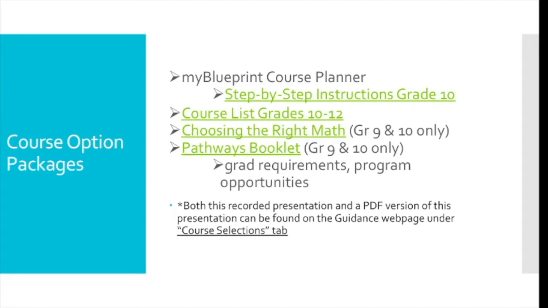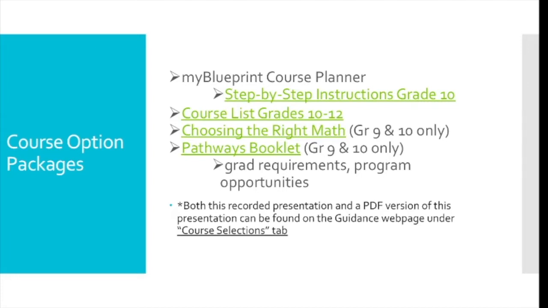The My Blueprint Course Planner link contains the step-by-step instructions for picking your courses. If you follow these instructions, you'll be well on your way to completing your course selection. The course list includes an alphabetized list of courses for grade 10 to 12. If you'd like, you can select your courses using this list and then input the course code in My Blueprint when you're ready to select your courses. Notice that we've provided you a list of all courses from grade 10 to 12. This way you can start planning ahead.